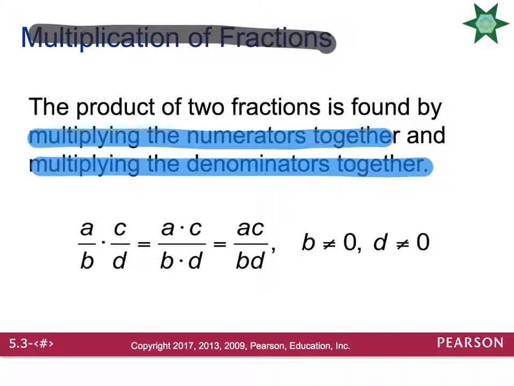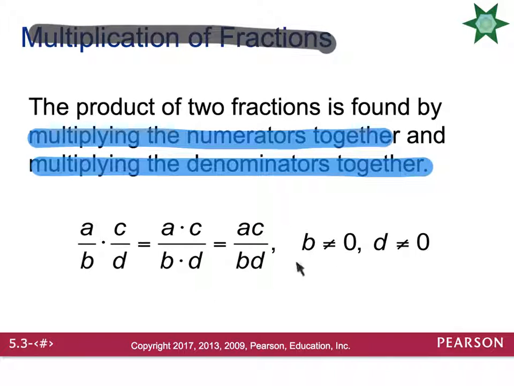Here's an example, just using any numbers: a over b times c over d, two fractions. We just multiply a and c, and we multiply b and d. When you see them together, that means you're multiplying. So we just multiply numerators, multiply denominators.